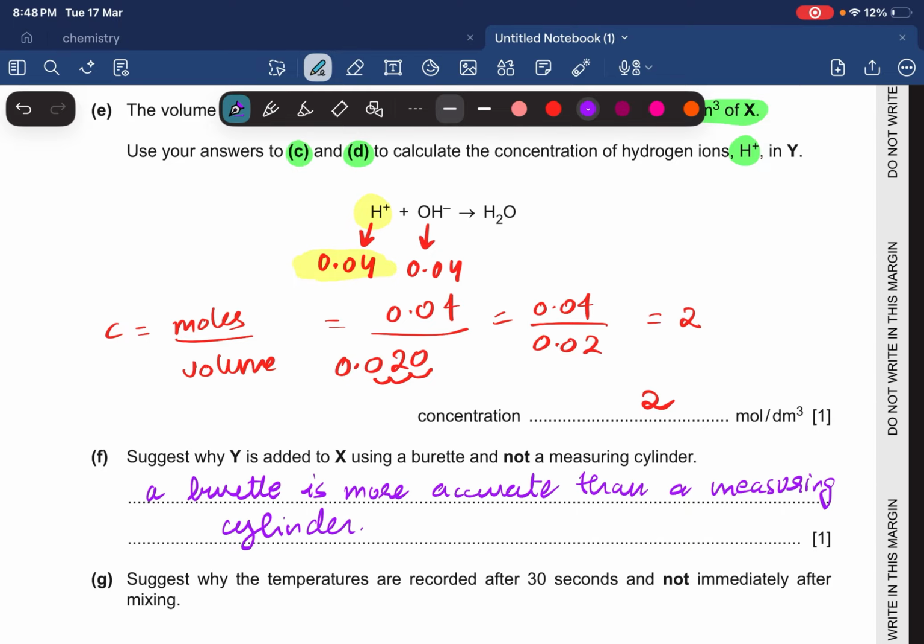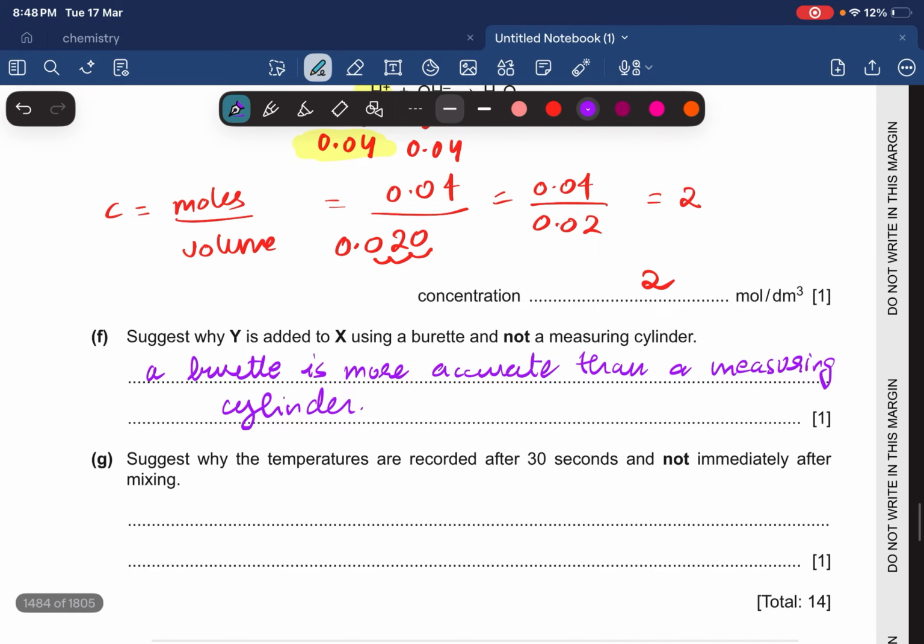Suggest why the temperatures are recorded after 30 seconds and not immediately after mixing. You want the reaction to happen, right? You wait for the reaction to stop happening so that the maximum temperature is reached. Otherwise, you're not going to measure the maximum temperature.